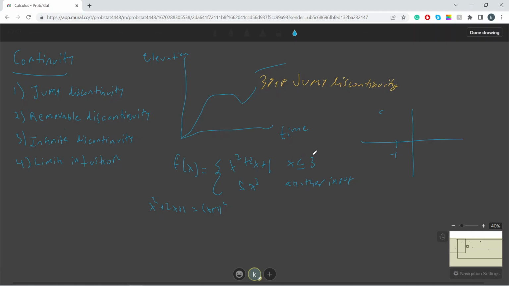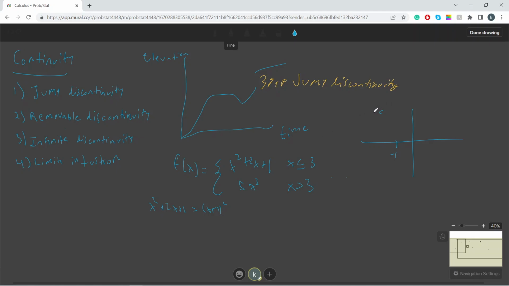So when x is less than or equal to 3, right? Actually, let's fix this a little bit. I just realized I made a corner case error. So 5x cubed is not going to be evaluated at all other inputs. It's going to be evaluated whenever x is greater than 3. That way we're including everything and not having some edge cases.